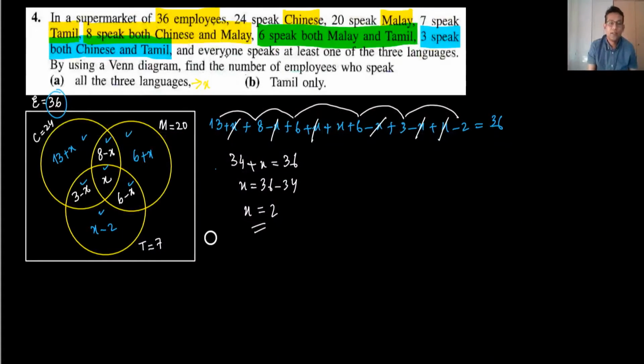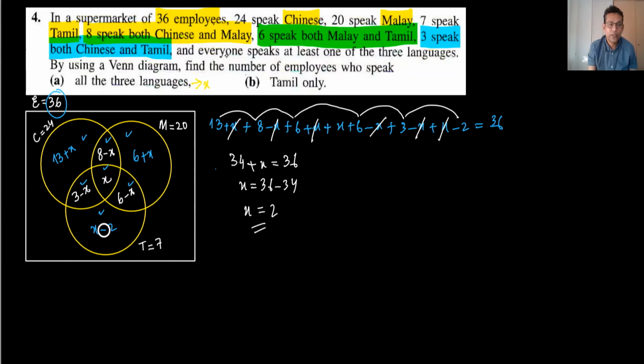Second thing they ask, Tamil only. It means we are talking about this area only. This area. Only this area. Because I told you this is only Malay, this is only Chinese. This is only Malay on Chinese, and this is Tamil on Malay. This is the area. But this is only Tamil.